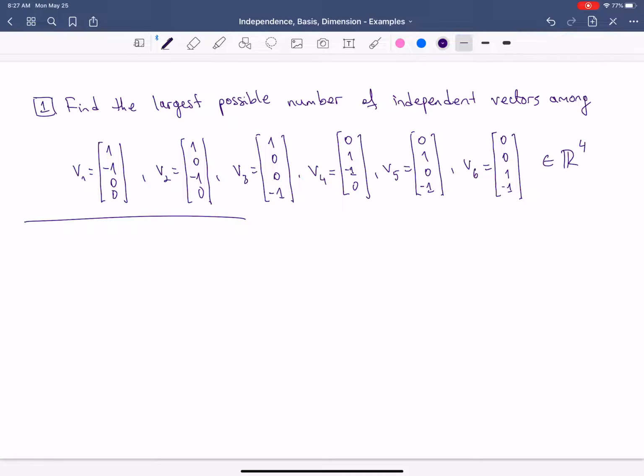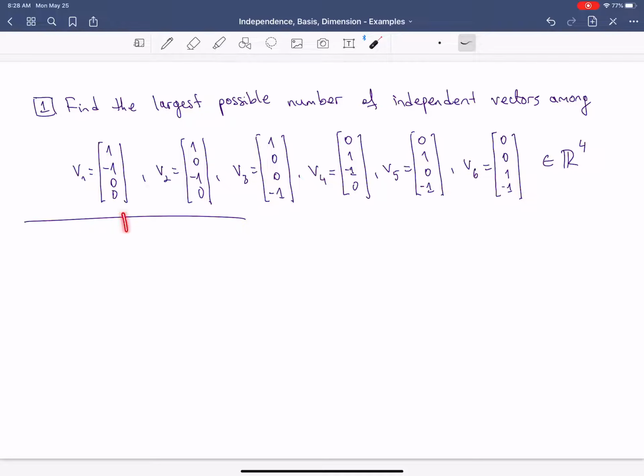By the way, if that number is 4, then we would really be finding the dimension of R4. Since these vectors are vectors in R4, we know that there cannot be more than 4 vectors which are linearly independent. We are looking for the largest possible number, so it doesn't matter which vectors we pick. The point is to decide whether we have 1, 2, 3, or 4. So let's start looking at the vectors.